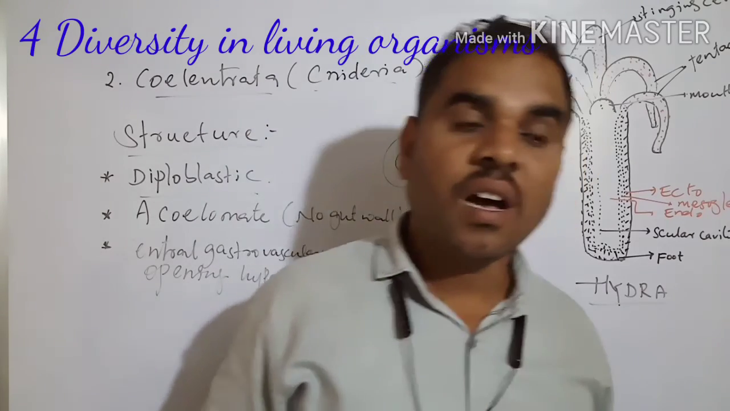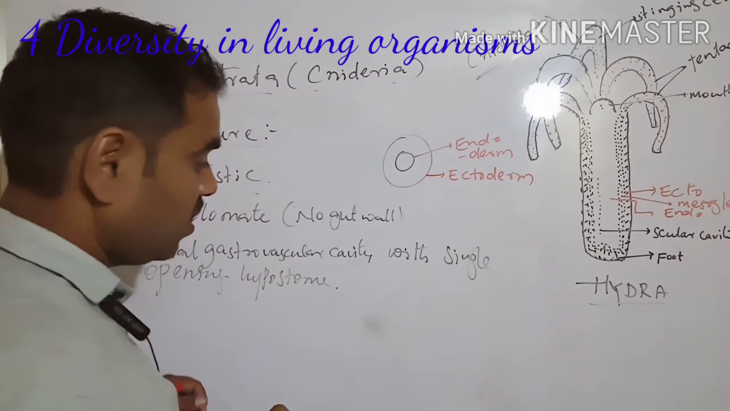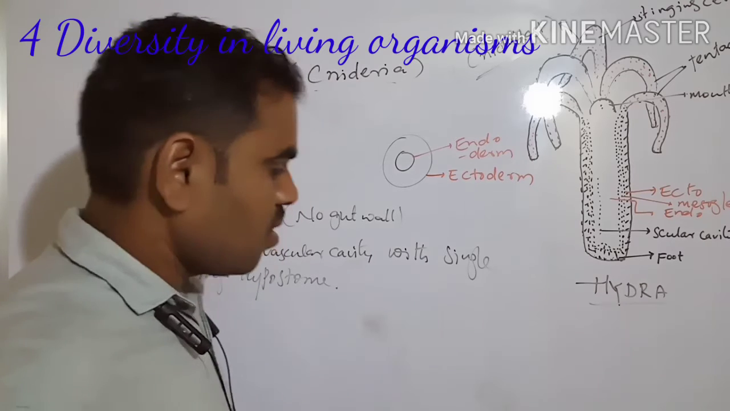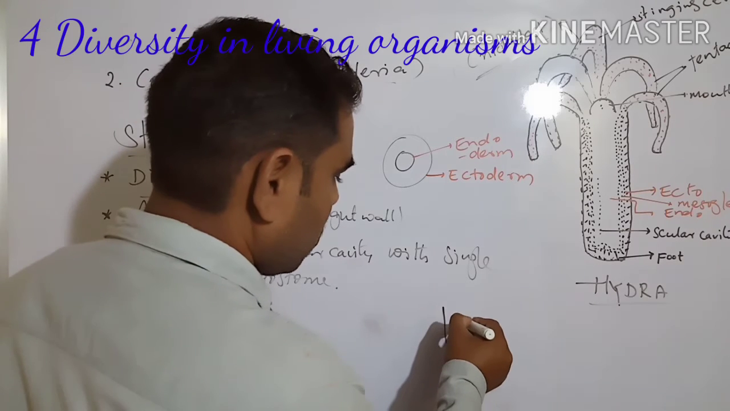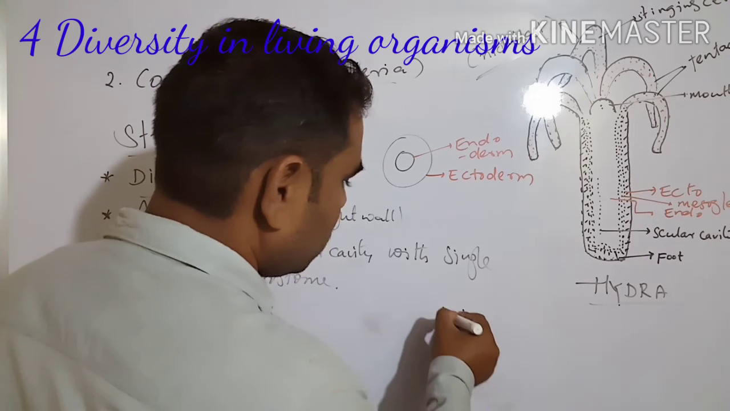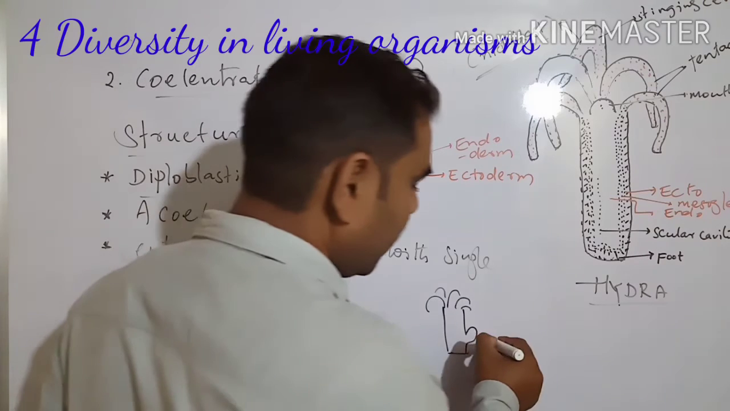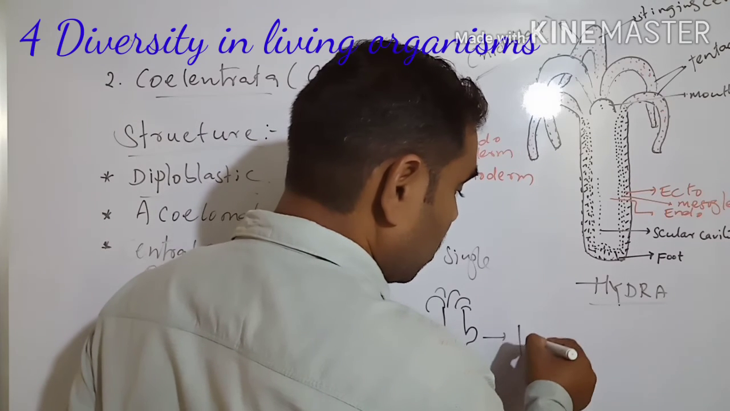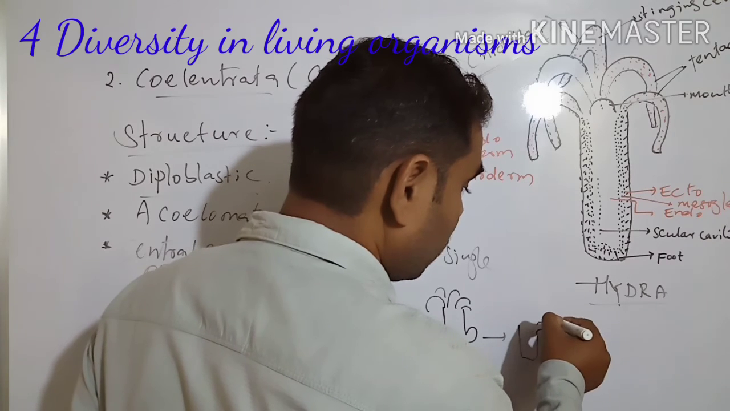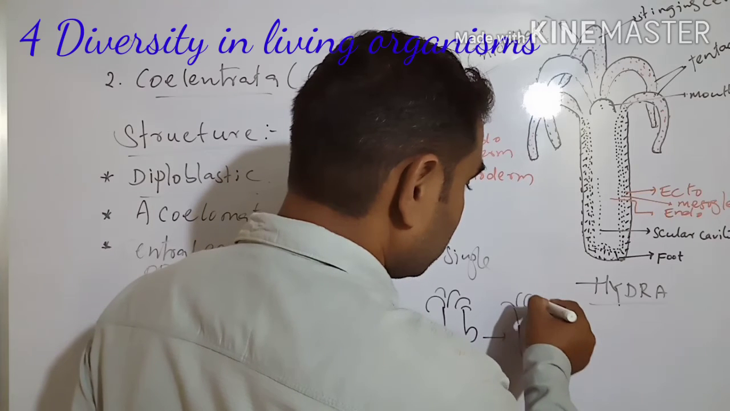Next, reproduction: sexual reproduction, and asexual reproduction by budding. For example, this is a hydra. Slowly the budding occurs. This is a bud, and these are the tentacles. In the next stage, the bud keeps growing, making its own tentacles.